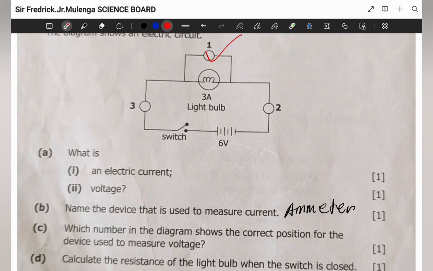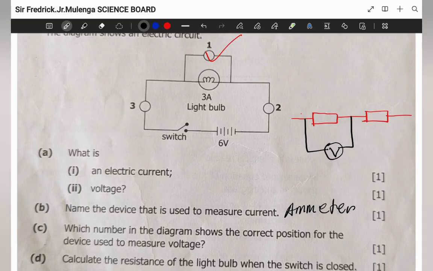So every time you are measuring voltage, if you have components connected, or maybe these are resistors connected like that, you always place your voltmeter in a parallel arrangement. Most of the time they ask you in the exam, what is the difference between instrument V and instrument A? The ammeter is always connected in series, while the voltmeter is connected in parallel.